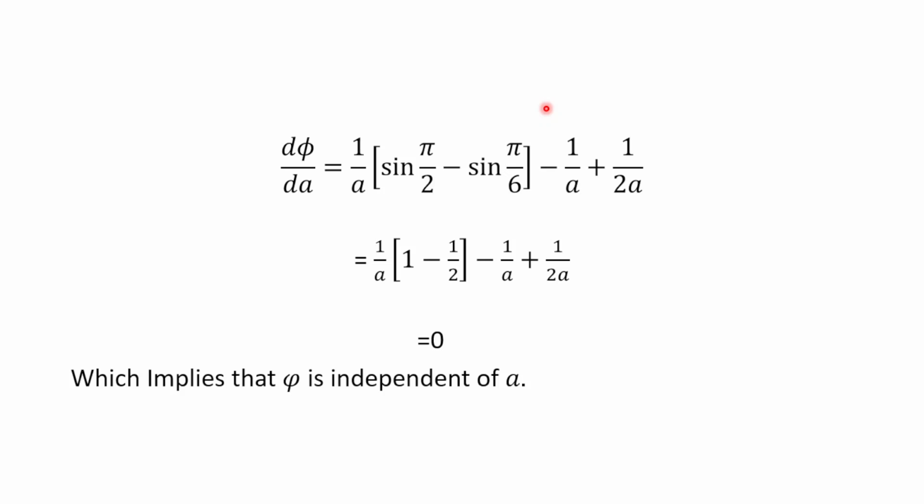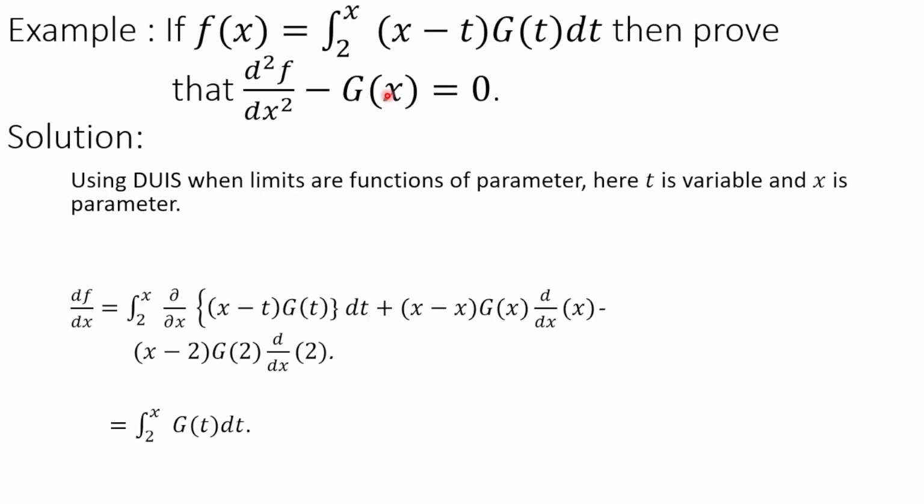Let's go for another example. Now here we have f of x is equal to the integral from 2 to x of x minus t, g of t dt. Here we need to prove that d2f by dx square minus g of x is equal to 0.